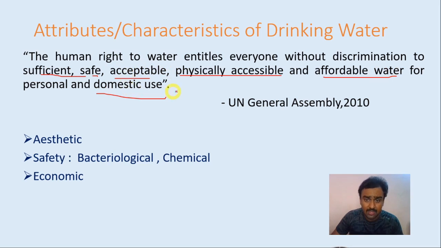That means we should supply the water to people without discrimination, having these things in consideration. If you group these things into one, we can characterize this into three categories. First is aesthetic. That means the water which we produce or will be supplying to the people should be free from any turbidity. That means in physical perception it should be odorless and colorless.